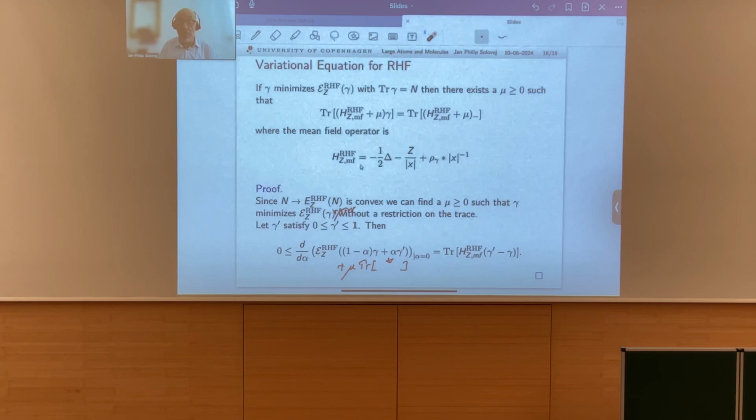There's no problem in calculating these derivatives. These are just really polynomials in alpha. And when you calculate it at alpha equal to 0, you see that it immediately gives you the trace of the mean field operator of gamma prime minus gamma, particularly if I remember to put in u. So this is always greater than or equal to 0, meaning that the trace of this is the smallest it can be, which is the sum of the negative.